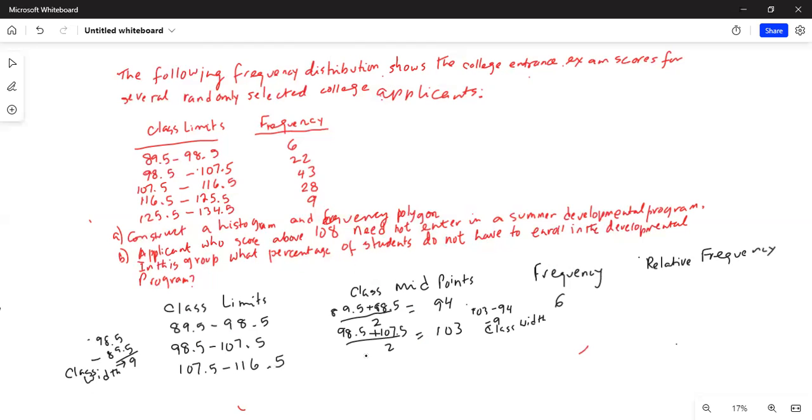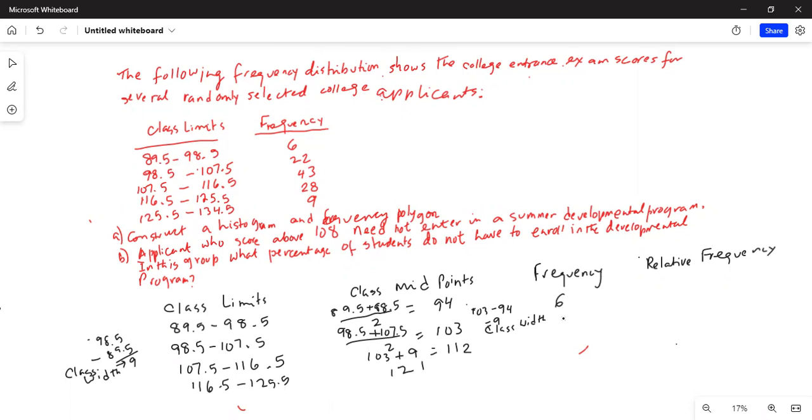Let's write the next class, 107.5 to 116.5. Its midpoint will be 103, the previous midpoint of the second class. To that add the class width, equal to 112. Next one is from 116.5 to 125.5. Its midpoint will be 121. How do I get that? Because 112 plus 9 is 121.